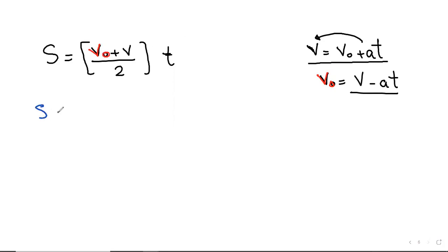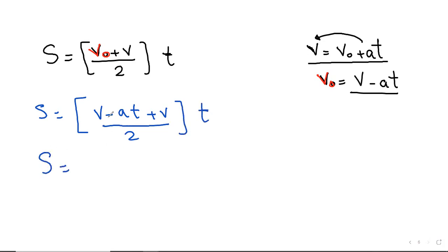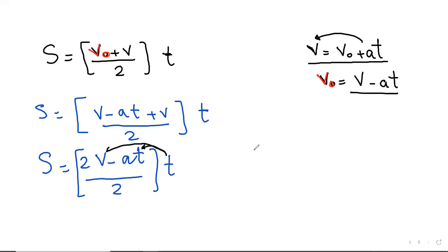So S equals, instead of V initial, write V minus AT, and write plus V over 2, multiplied by T. So S equals V plus V, which is 2V at the top, minus AT, all divided by 2, then multiply by T. Expand this T by multiplying it in all terms here. So S equals 2VT minus AT squared, all divided by 2.